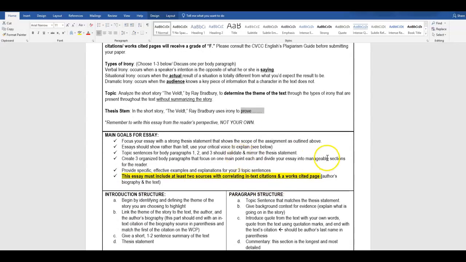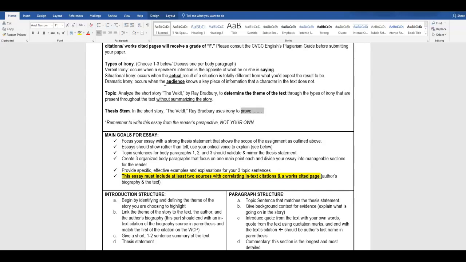The main goals for this essay are to focus your essay with a strong thesis statement that shows the scope of the assignment as outlined above. The essay should show rather than tell. Use your critical voice to explain. Topic sentences for body paragraphs 1, 2, and 3 should validate and mirror the thesis statement. You need to create 3 organized body paragraphs that focus on one main point each and divide your essay into manageable sections for your reader.